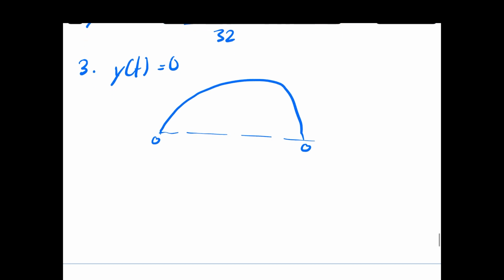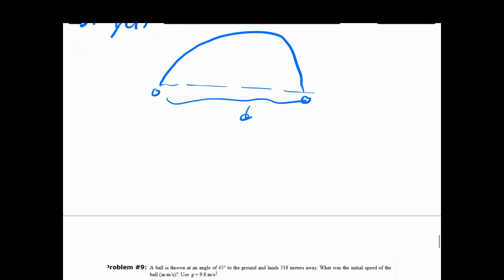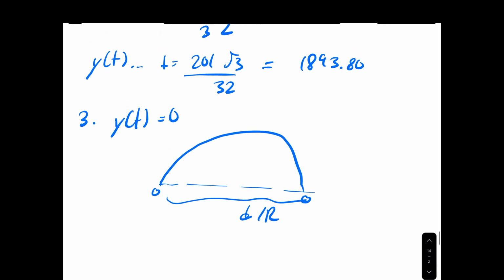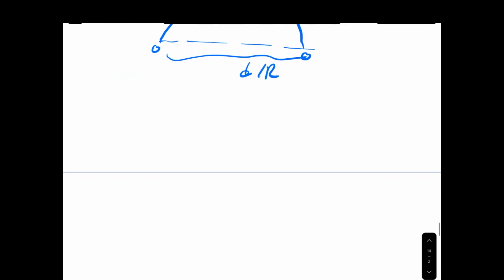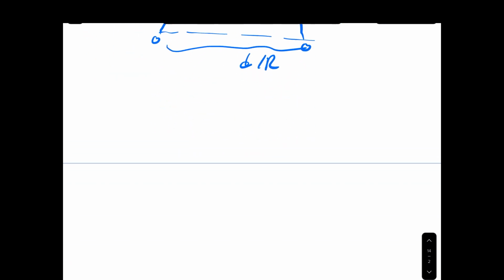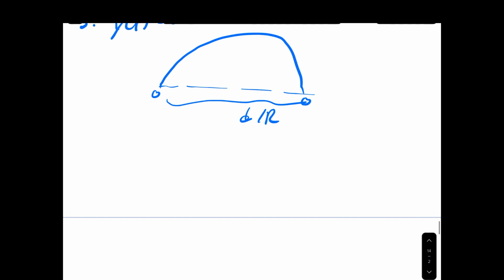And you're looking for the range of it, so you want the distance traveled, which is d, right? Or r, depending on how you want to think of it. So let's add another page here. And I always like to draw these diagrams because it helps. Now, in this case, you're just looking for when y at t equals 0, and then solving for that t.